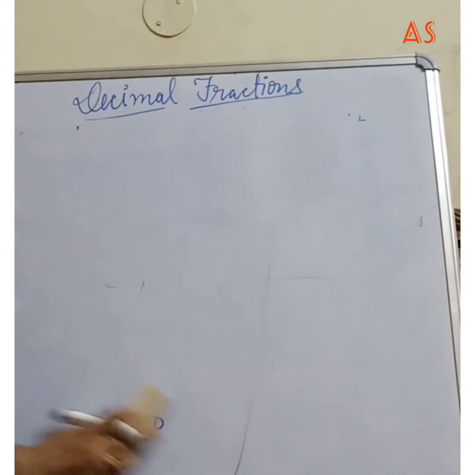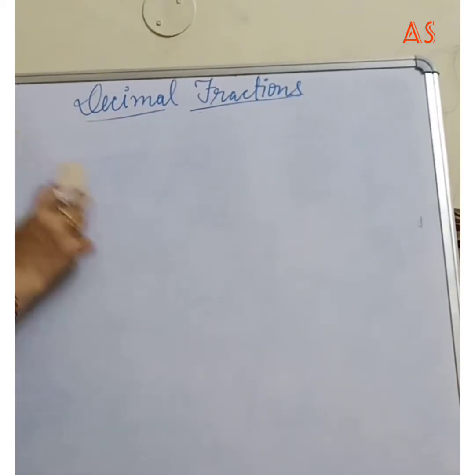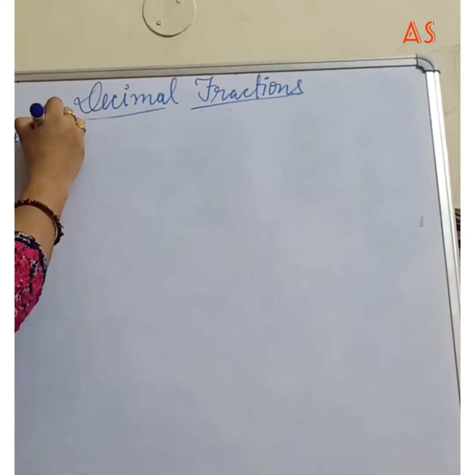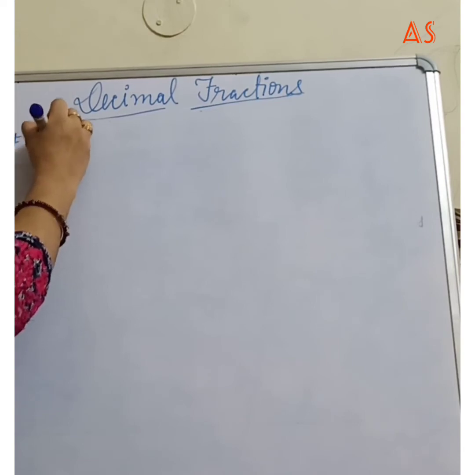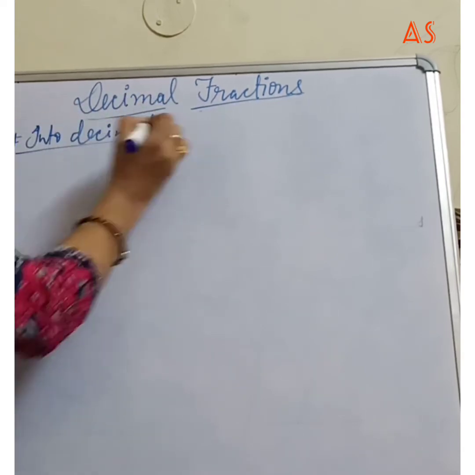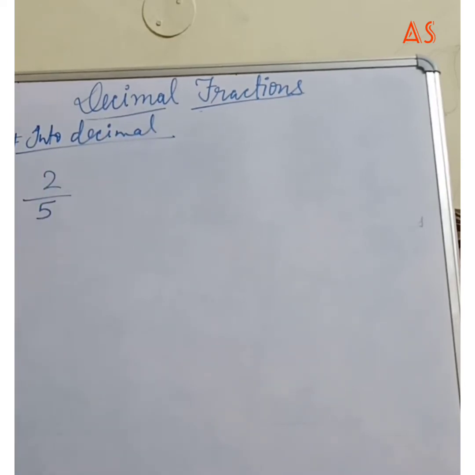Next is, if there is one place in the decimal, you learned: one place decimal 10, 2 places 100, 3 places 1000. Now convert common fraction into decimal. Our question is given in fraction and we have to convert it into decimal. Suppose 2 upon 5 is your question.